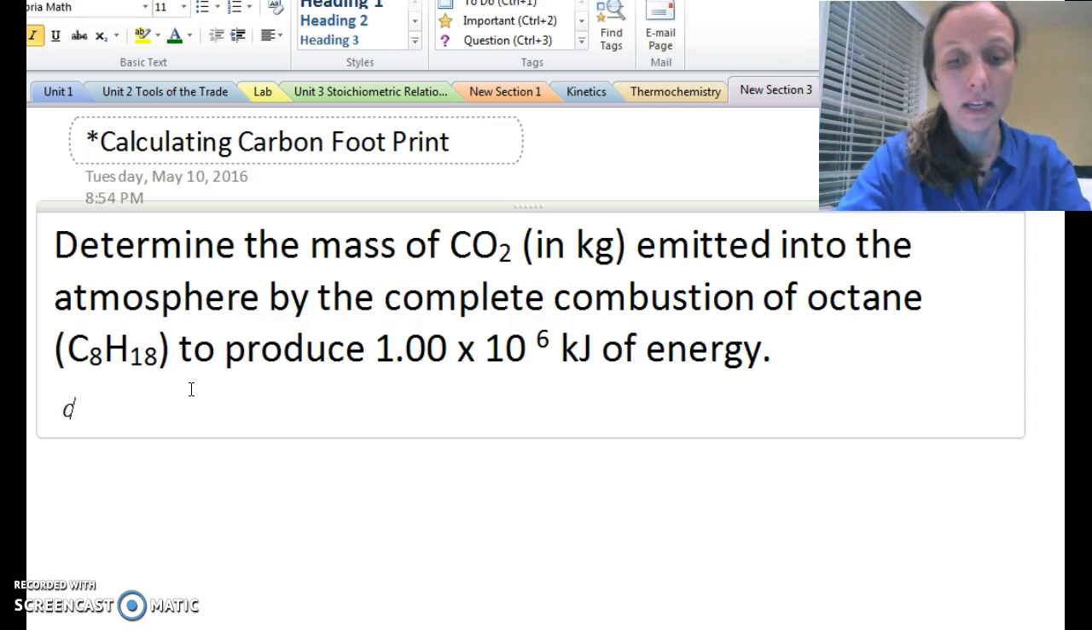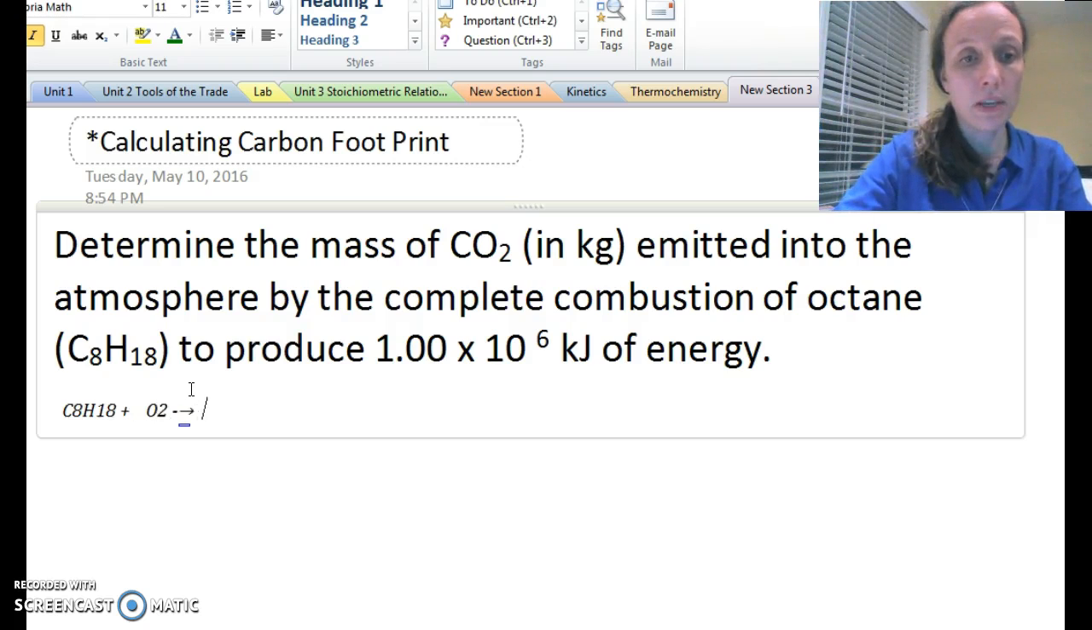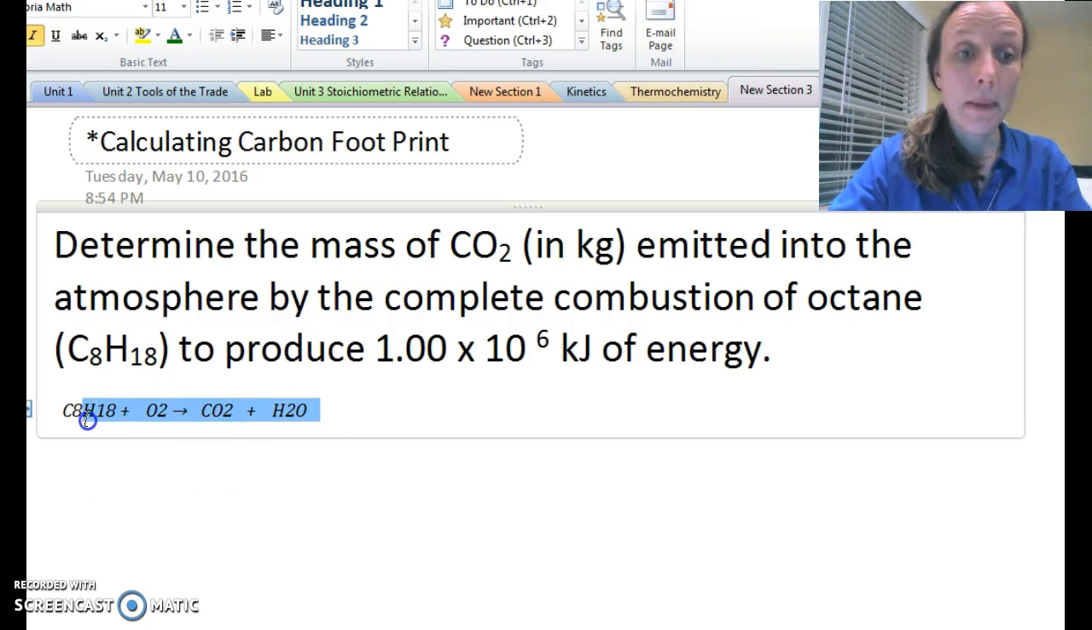So we've got C8H18 plus your O2. I'm going to omit states of matter just to keep it easy for me. Yields CO2 and water. We need to balance it.